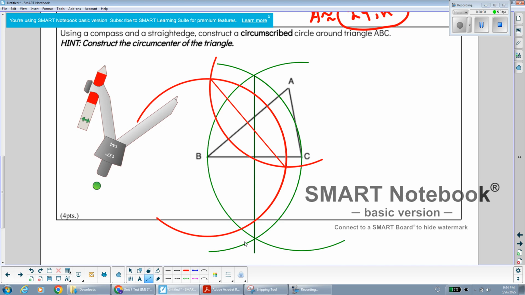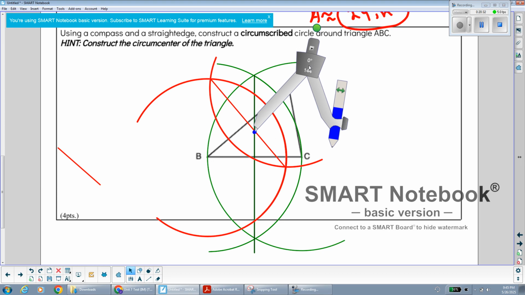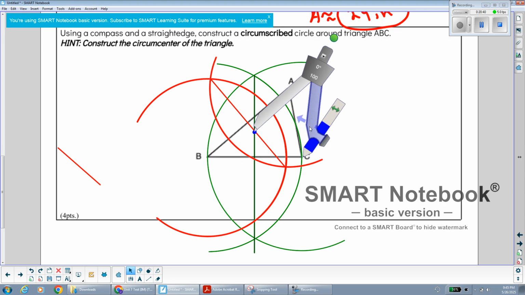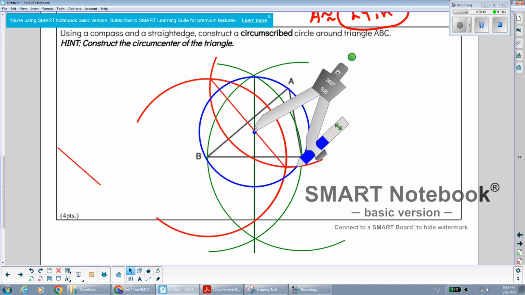There we go. So from here, I can see the point where they intersect, and that's the circumcenter. So now to circumscribe the circle, all we have to do is put the compass onto that point and swing a circle through the vertex points. So I'm going to go on to that point, and I just want to open to any one of the vertex points. And then I'm just going to swing a circle. And it did come out pretty good.